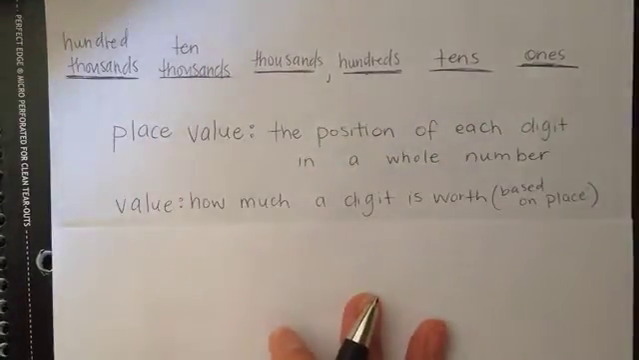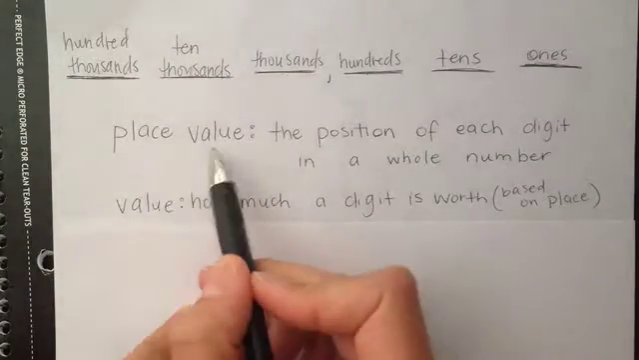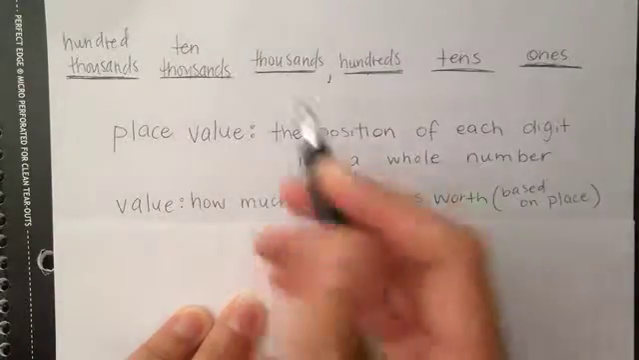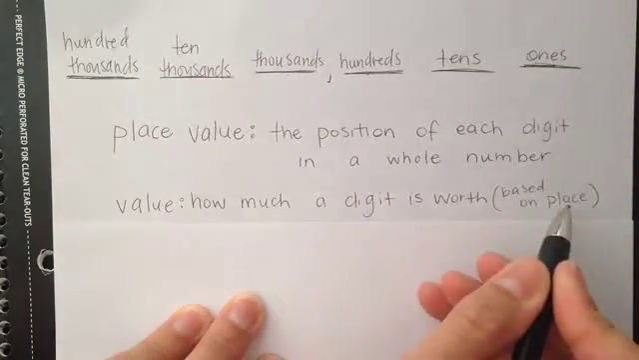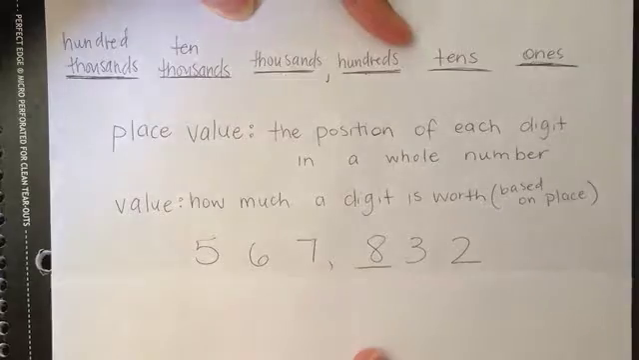The value is what sometimes the students get confused about. They're like, okay, there's place value right there, and this is value. So how are they different? Well, the value is how much a digit is worth, and it's based on the place. So here is a number that we can look at to actually talk about these things.